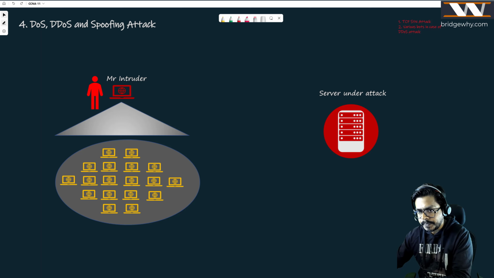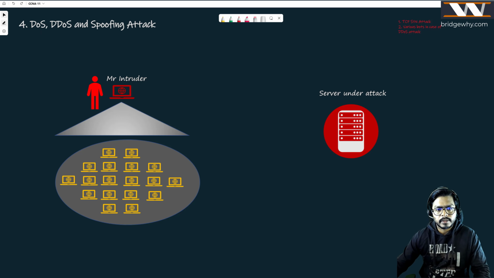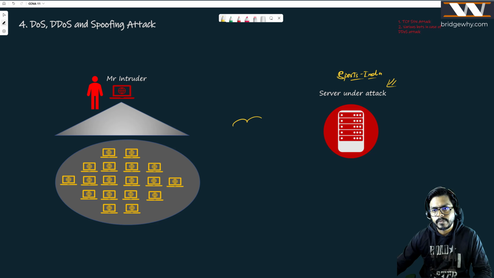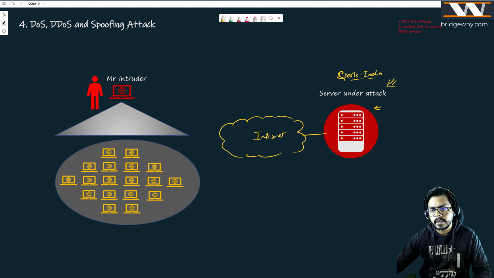So what we have here, we have one server. Maybe suppose this is your bank server, or maybe this is Mr. Dhaval's company's Sports India server, right? You all know that this server is available on internet. So anybody can access this server, and actually we are running a web service over it. Web service means we are running Sports India website over it. Okay.